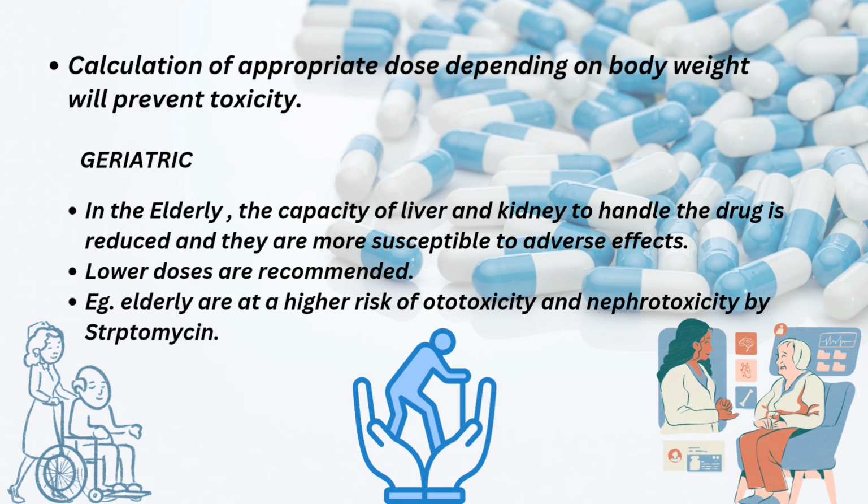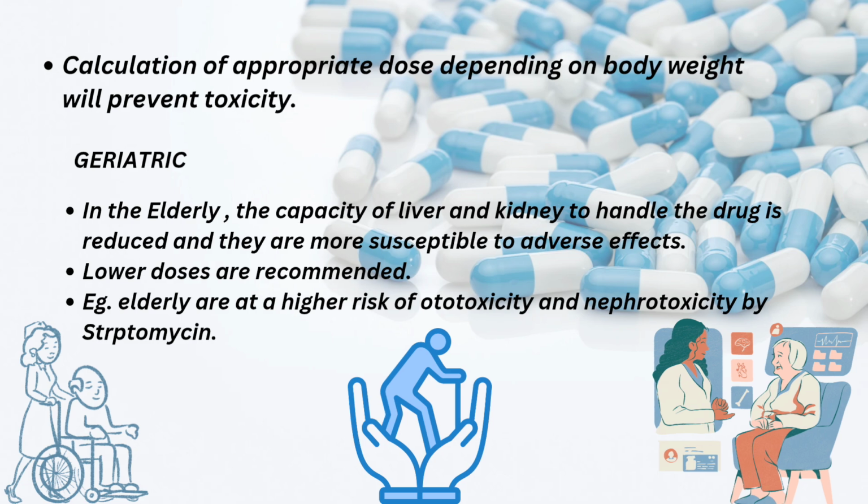In pediatric people, the capacity of liver and kidney to handle the drug is reduced and they are more susceptible to adverse effects. Hence, lower doses of drugs are recommended. Elderly people are administered lower doses of streptomycin. They have a high risk of developing ototoxicity, that is toxic to ear, and nephrotoxicity, toxic to kidney.